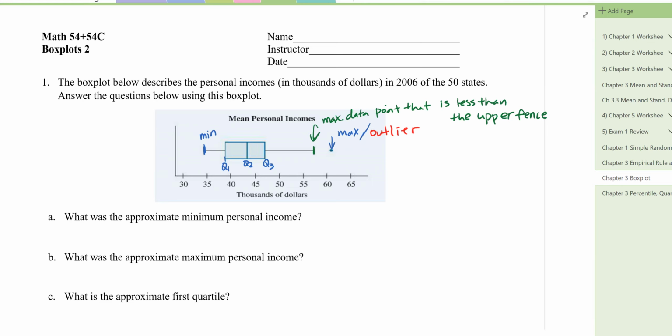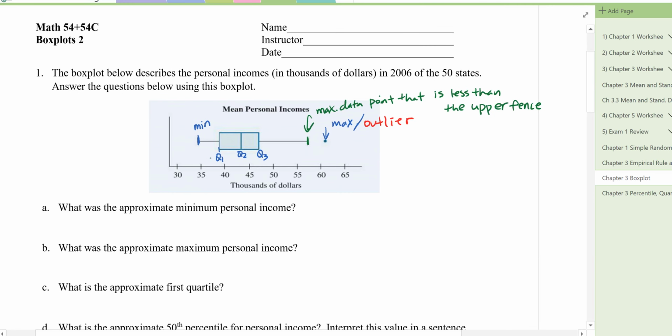What was the approximate minimum personal income? Again, the minimum here lines up with about 35. So I would say the minimum is 35 thousands of dollars. Pay attention to the unit here: it's thousands of dollars, so 35,000. That's the minimum income. What was the approximate maximum personal income? The maximum here is also the outlier, and that's about 60,000.